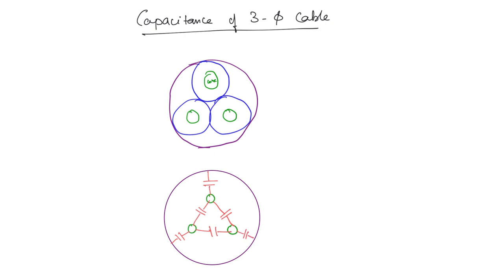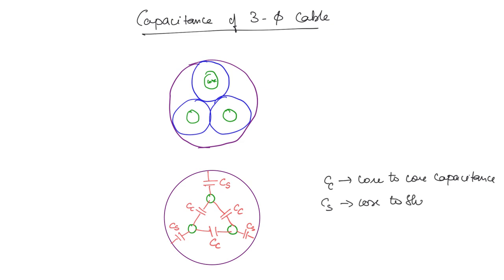Okay, so the capacitors in between the conductors we will take as Cc, core to core capacitance, and the other capacitors are from core to sheath, so we write them as Cs. Cc is the core to core capacitance, and Cs is the core to sheath capacitance. Now we will have to find out the capacitance per phase. So how do we do that?